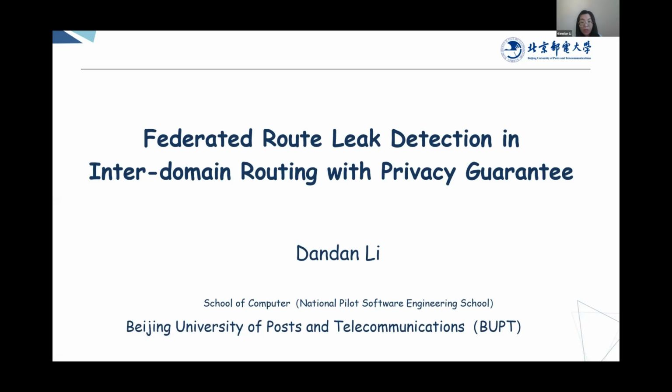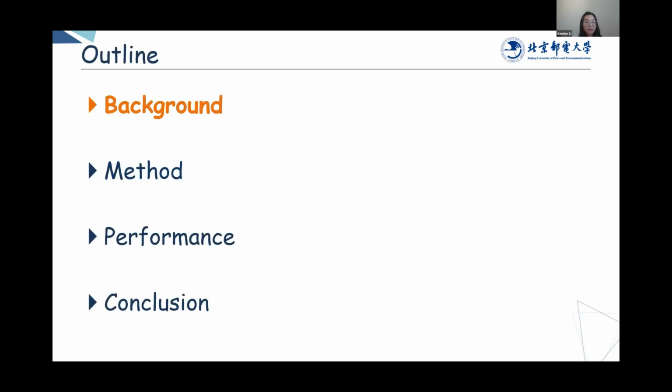Thank you. Hello, everyone. It's my great honor to be here today. I'm Dan Danli from Beijing University of Posts and Telecommunications, China. I'm going to talk about federated route leak detection in inter-domain routing with privacy guarantee. My talk is divided into four parts. To begin with, I will introduce federated learning, route leak, and why we use federated learning to solve the problem of route leak detection. Then I will propose a method of federated route leak detection. After that, I will discuss the performance of our proposed method. Finally, I will draw a conclusion.